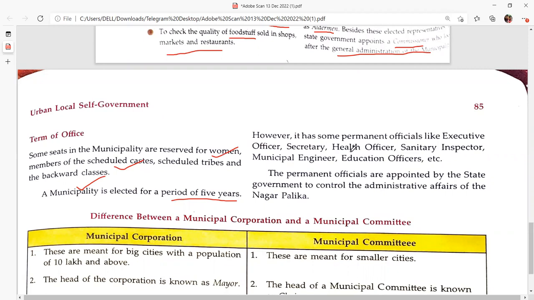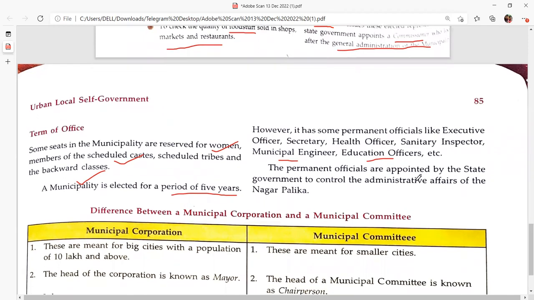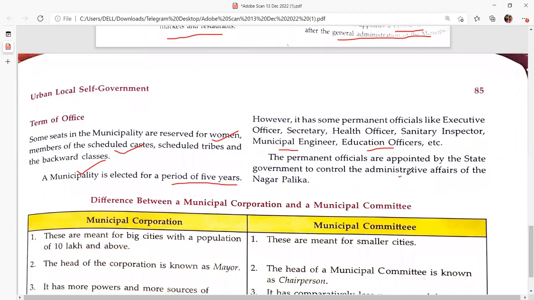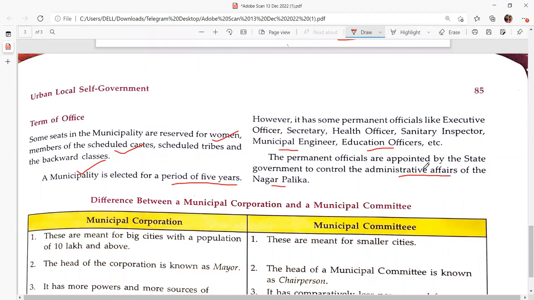However, it has some permanent officers like the executive officer, secretary, health officer, sanitary inspector, municipal engineer, and education officers. The permanent officers are appointed by the state government to control the administrative affairs of the Nagarpalika. What are the permanent officers? Again: executive officer, secretary, health officer.